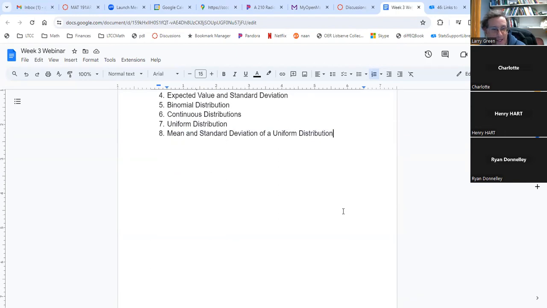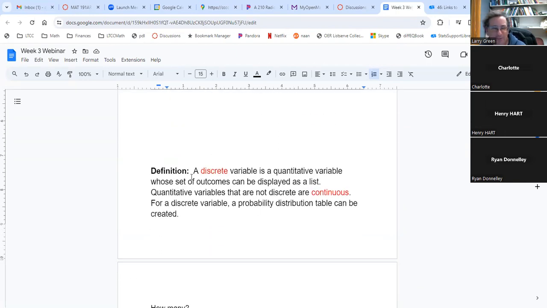Grammatically, so here's the somewhat formal definition. A discrete variable is a quantitative variable whose set of outcomes can be displayed as a list. Quantitative variables that are not discrete are continuous. So that's what today is all about. Chapter 4 and 5 are discrete distributions for 4, continuous distributions for 5. So that's why I'm reminding you about what these things are, because they're really important for this week.